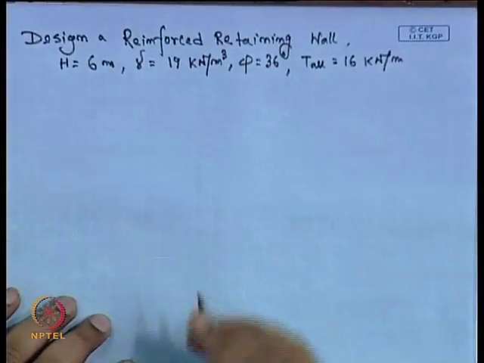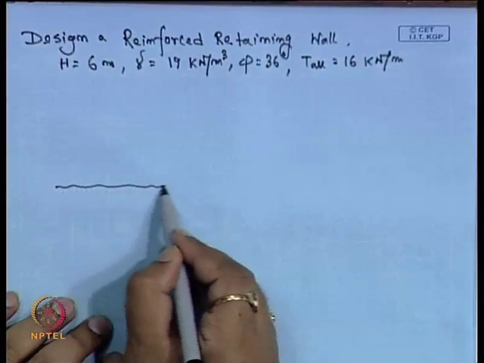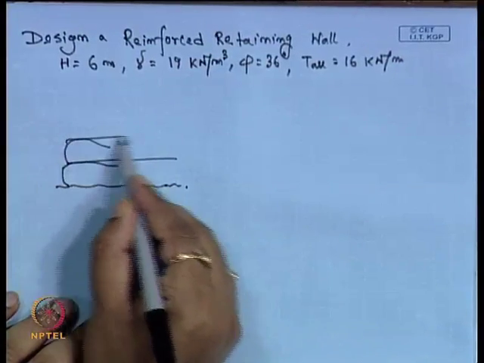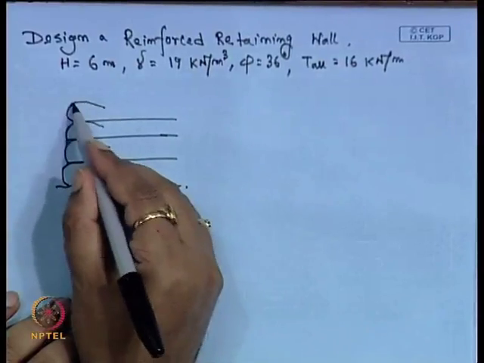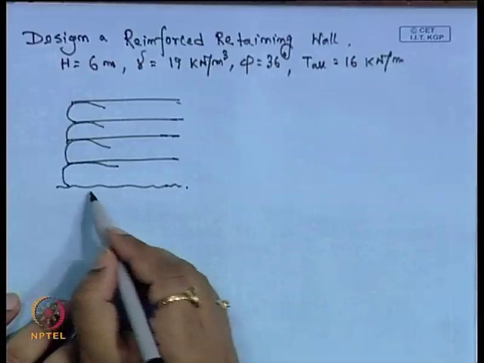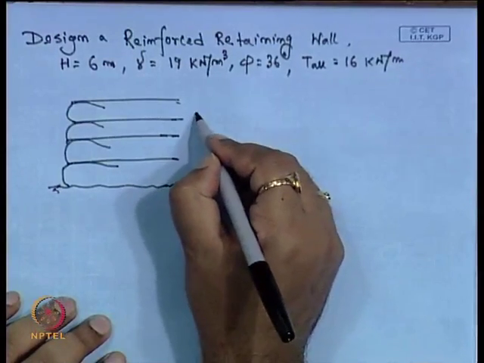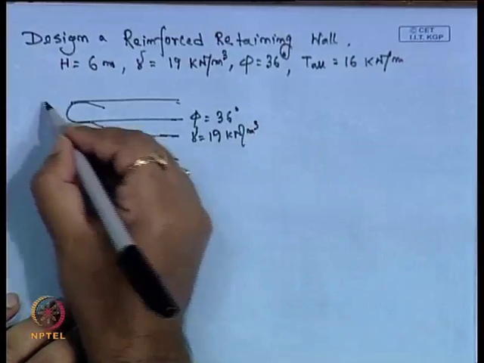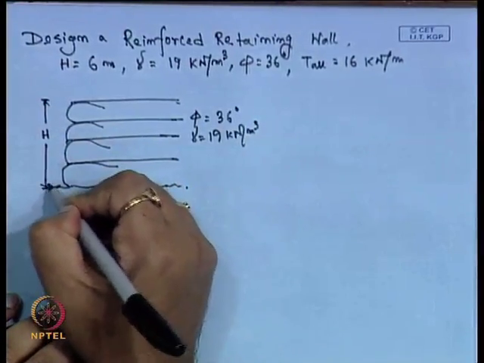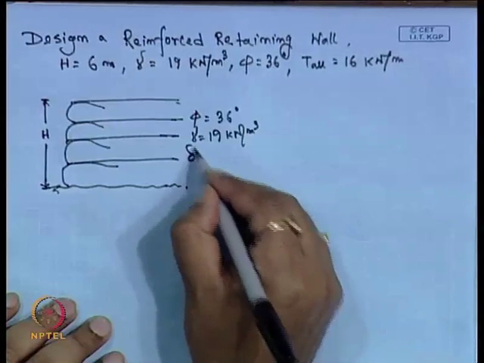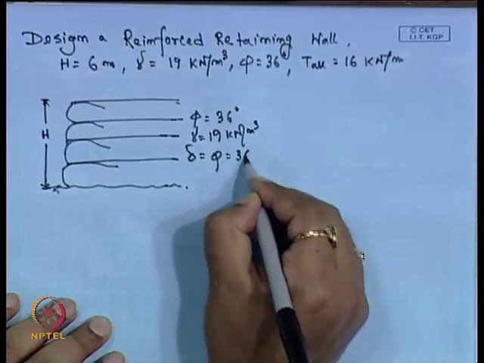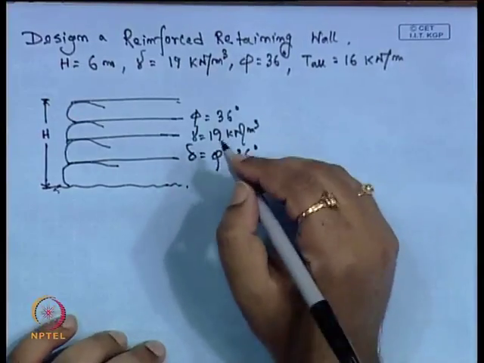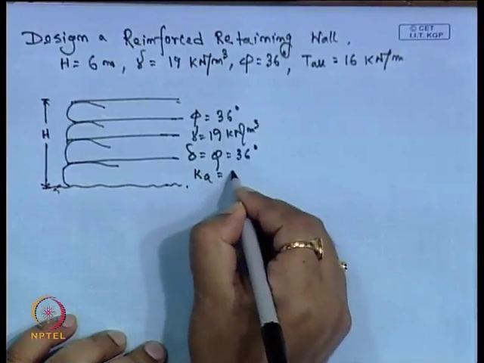As I have mentioned, this is the existing soil and above that these retaining walls are constructed. So, the properties of these two soils can be different. Here the phi of the fill is 36 degree, gamma is 19 kilonewton per meter cube, h is given as 6 meter, and delta is assumed equal to phi. But delta can be anything, it can be 70% of phi or 80% of phi. Here it is taken equal to phi, and the K value we can calculate is 0.26.